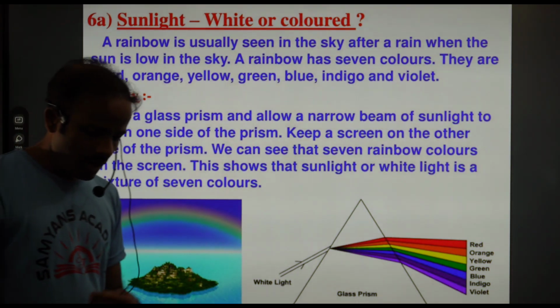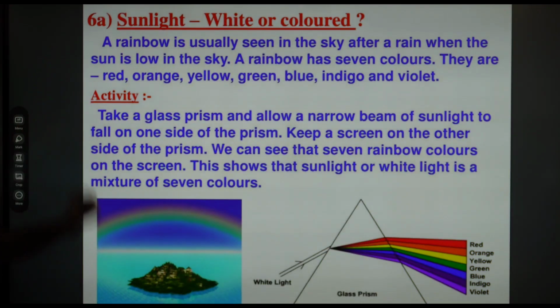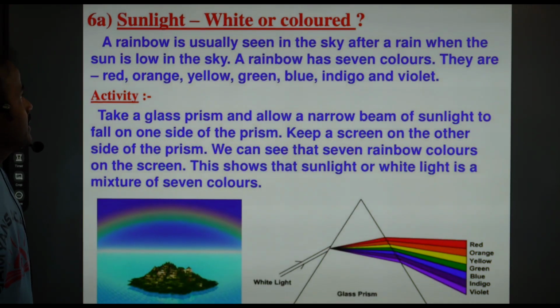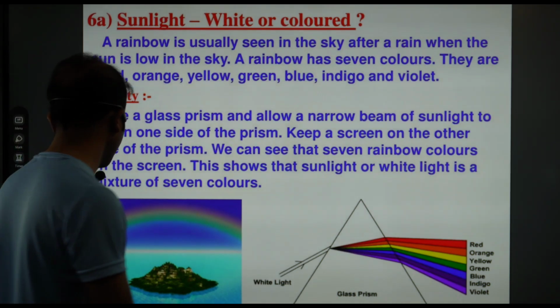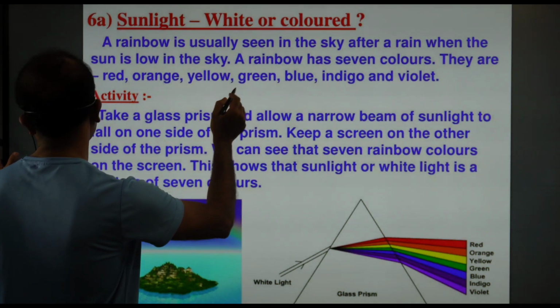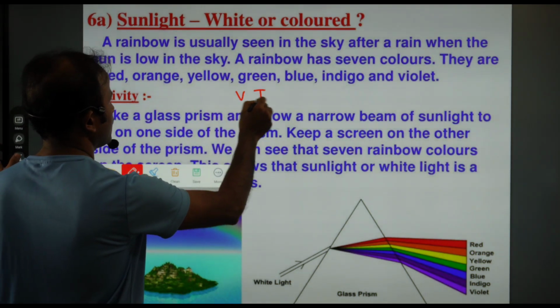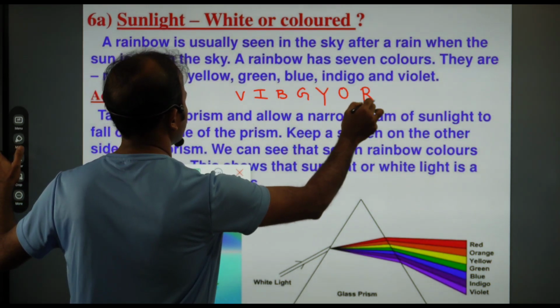Now, have you seen the rainbow anytime? A rainbow is usually seen in the sky after a rain when the sun is low in the sky. A rainbow has 7 colors. They are red, orange, yellow, green, blue, indigo, violet. And to remember this, you have to remember the sequence VIBGYOR. Violet, indigo, blue, green, yellow, orange, red.